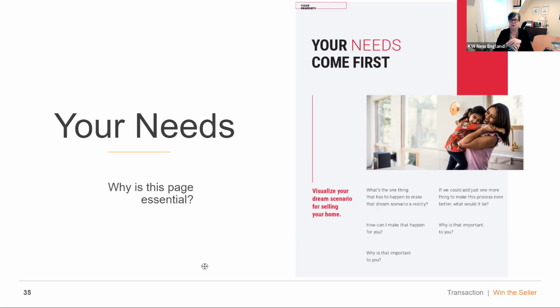What are their needs? I mean, what do they want to do? Where are they going? Who, what, when? No, how about when? Let's start with when. Why do we ask when? When do you want to move?